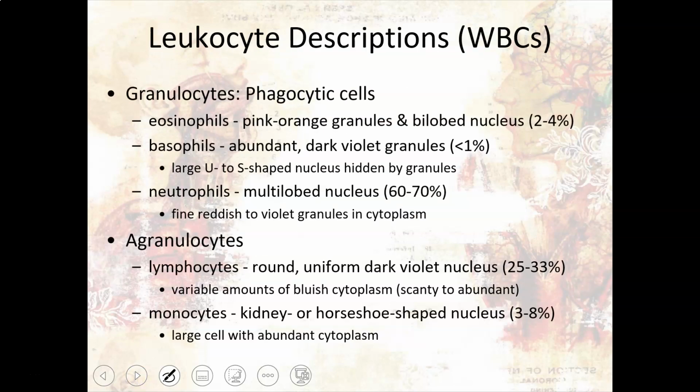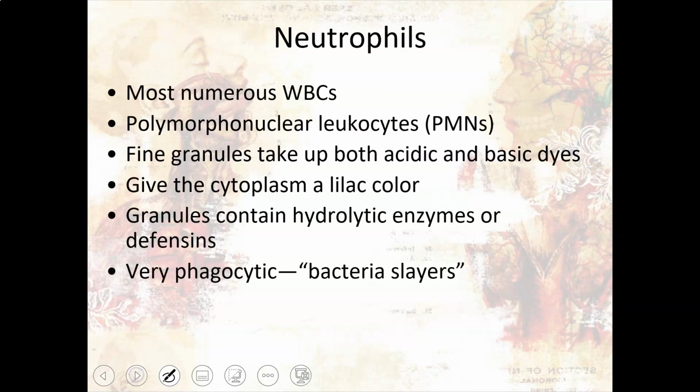The granulocytes are phagocytes, which means they eat other cells. They include the eosinophils, the basophils, and the neutrophils. The agranulocytes include the lymphocytes and the monocytes. So the neutrophils are the most common white blood cell. What's the most common use of the white blood cell? To kill bacteria. Inside we've got these granules that have enzymes and chemicals to attack bacteria.